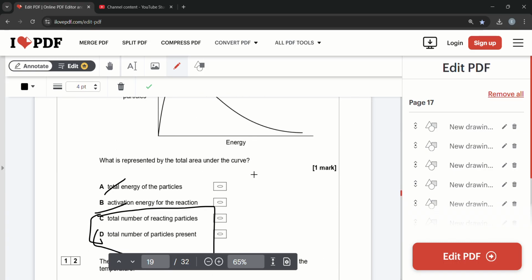The total area under the curve is the total number of particles. Is it the total number of reacting particles or the total number of particles present? It's the total number of particles present. That's why they clearly added that to trick students out.